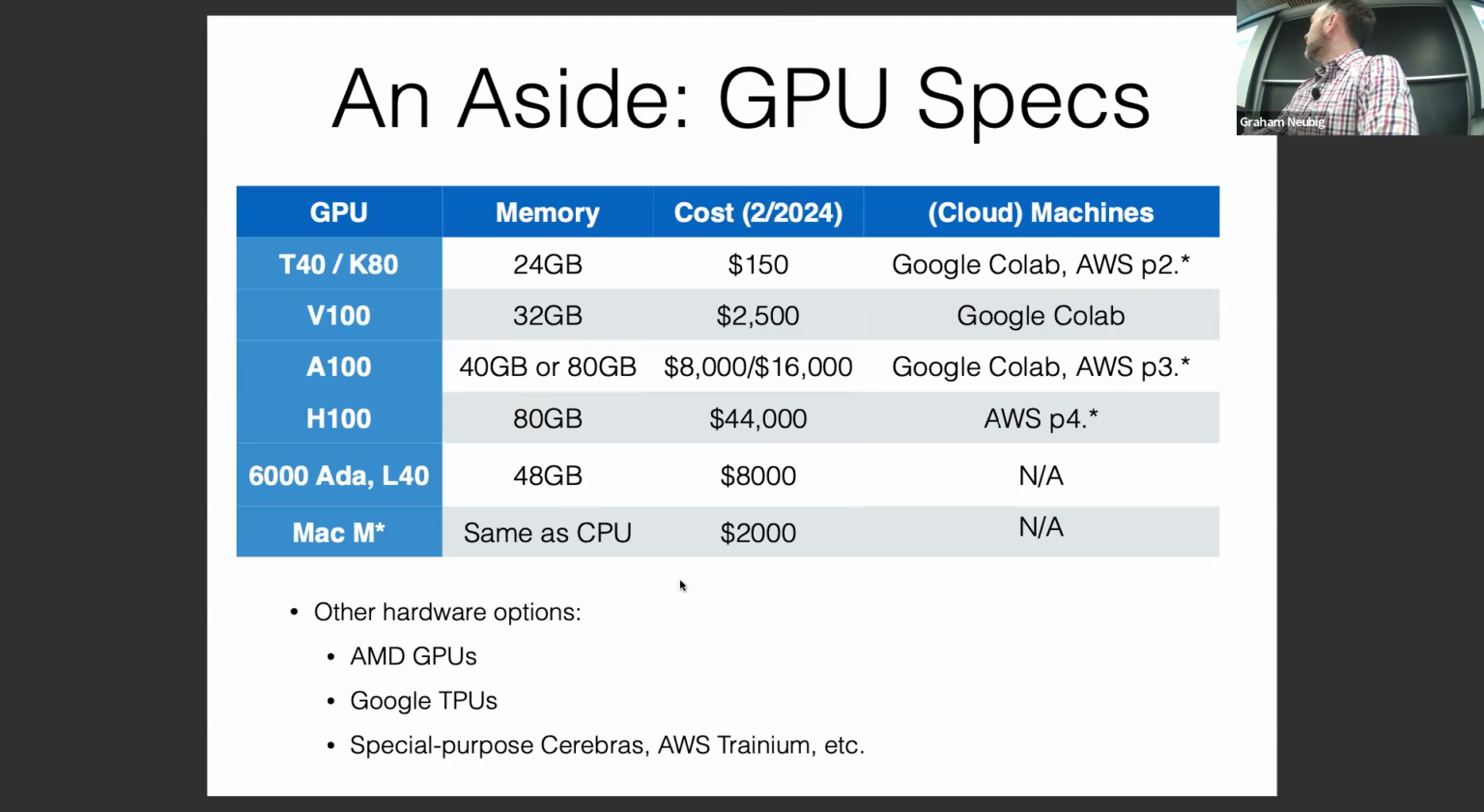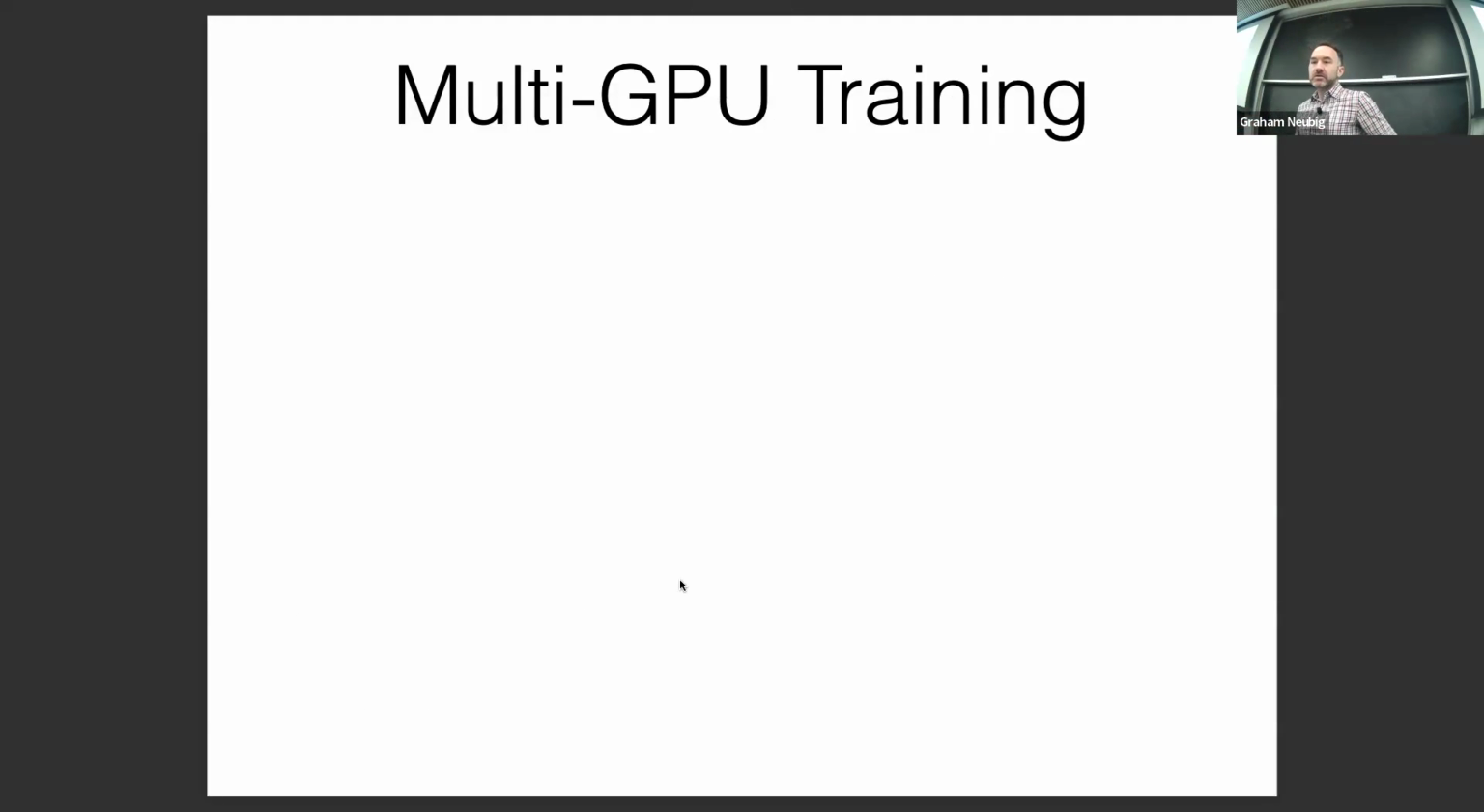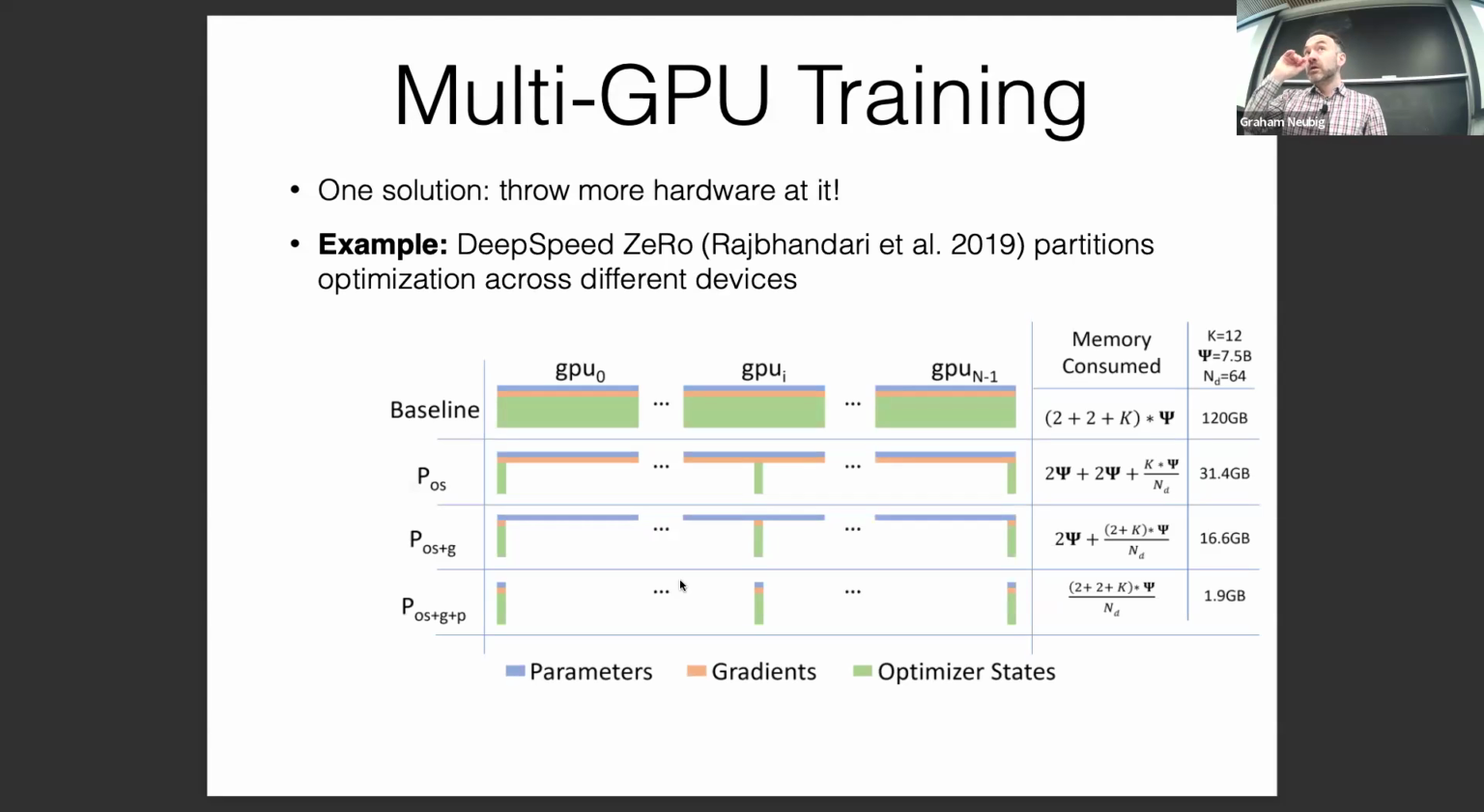Cool. Okay. So how can we overcome this? The first way we can overcome this is using things like multi-GPU training. One solution is just to throw more hardware at the models and distribute the models over multiple places. The canonical, most well-known version of this, which many people still use when they're pre-training or fine-tuning language models, is something called DeepSpeed ZeRO. The way DeepSpeed ZeRO works is by partitioning optimization over different devices.